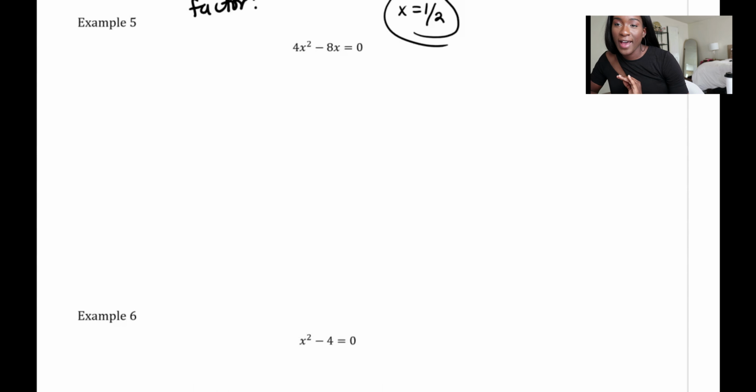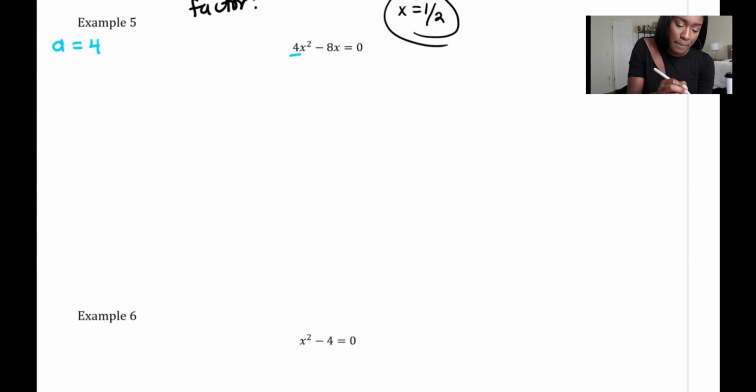We're going to start example 5, same way. We're going to find the discriminant. A is the number in front of x squared, a is 4. B is the number in front of x, b is -8. C is the constant term. Huh? There's no constant term. It's 0. I thought that was funny.